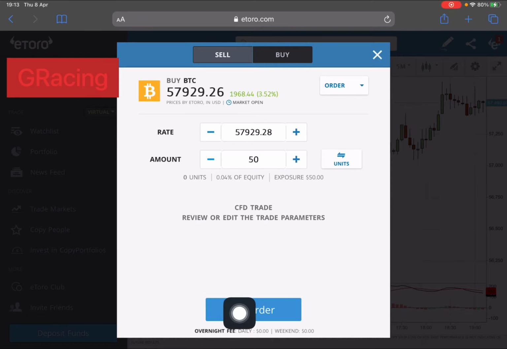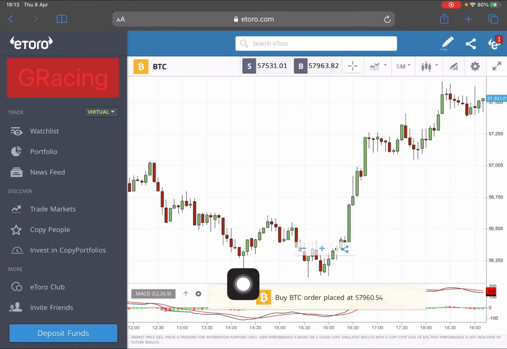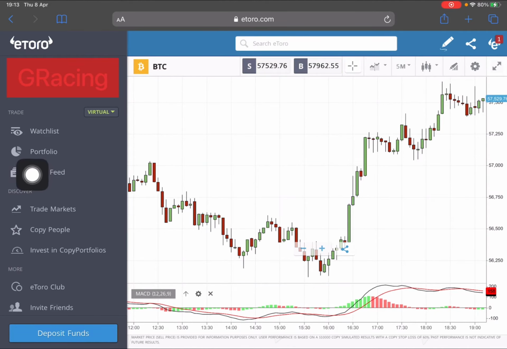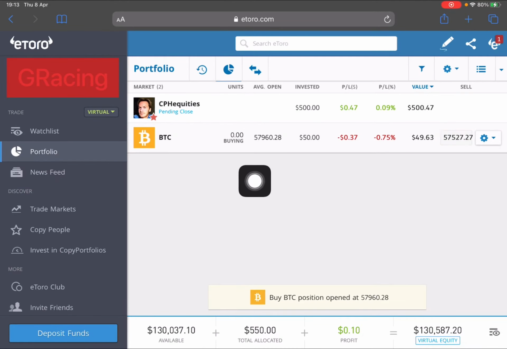It says here 0, 0, meaning you're good. So you are not being charged for overnight fee and weekend fee. So click the set order, and buy BTC order placed. Check your portfolio. There you go.